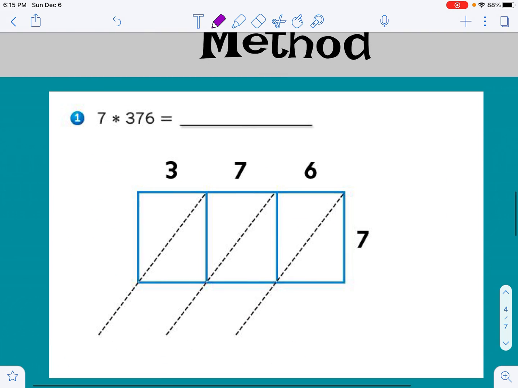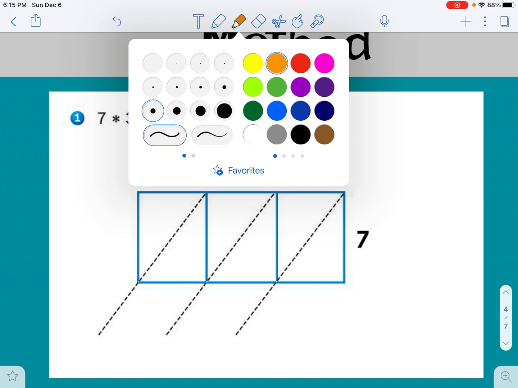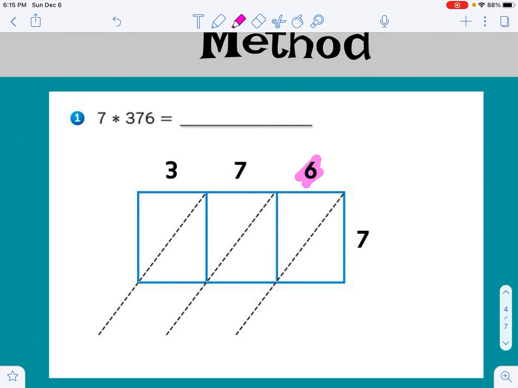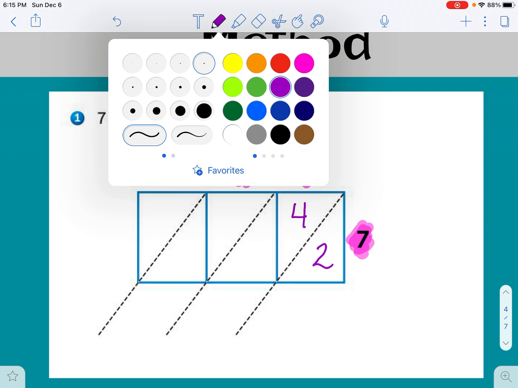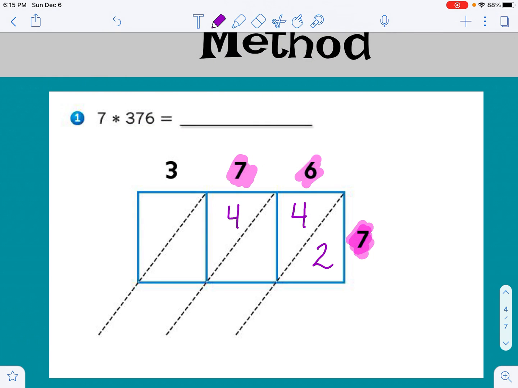Okay, let me show you how you use those lattice boxes. So when we're doing 7 times 376, I'm going to do 6 times 7 and write in the box 42. So my 10s go on top, my 1s go on the bottom. Then I'm still doing 7 times 7, which is 49. And then my last one, I'm doing 3 times 7 and getting 21.